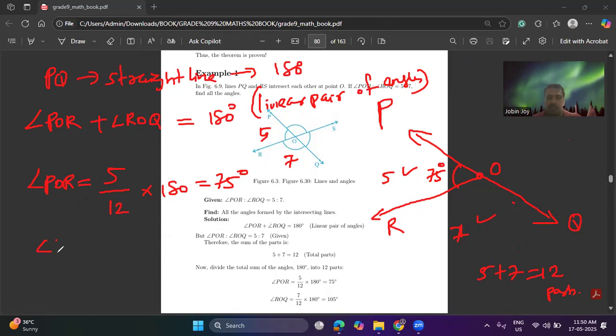Similarly, we can calculate angle ROQ. What is the value of ROQ given? 7, divided by the total parts, 12, into the angle of this straight line, 180 degrees. When you solve this, you will get 105 degrees. So ROQ is equal to 105 degrees.